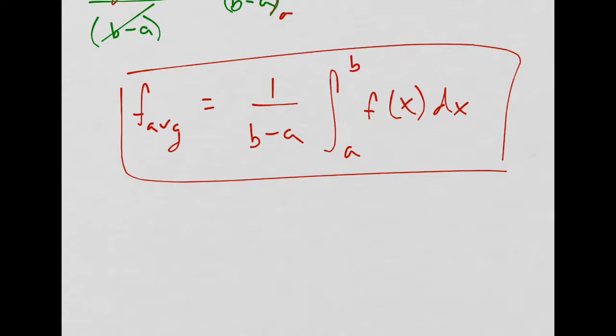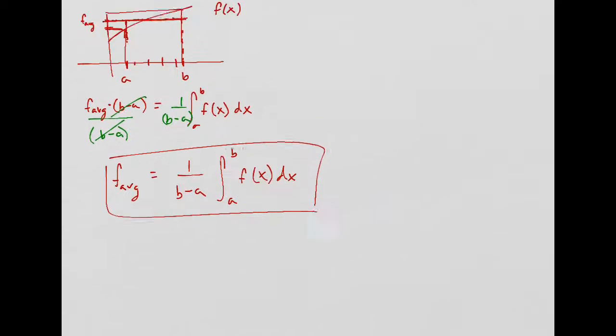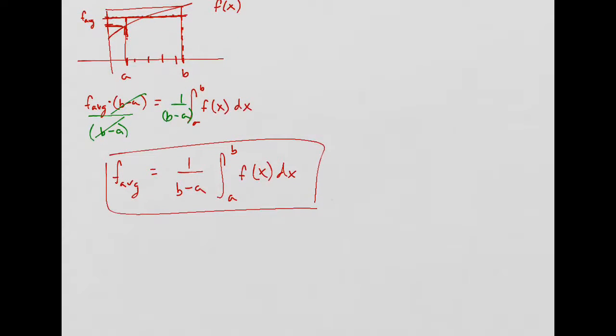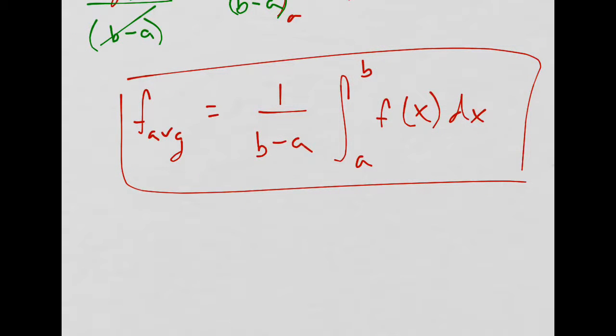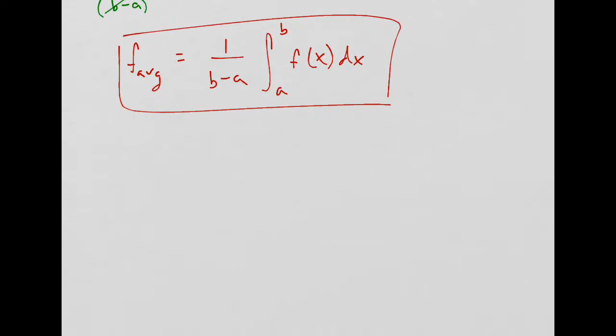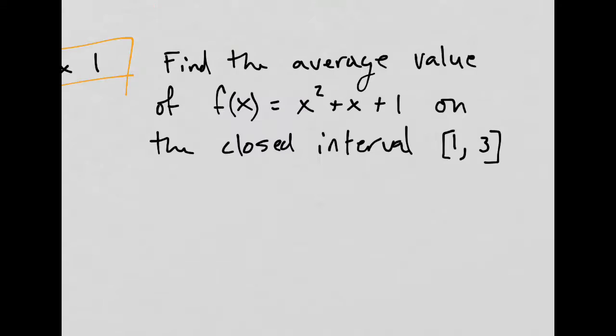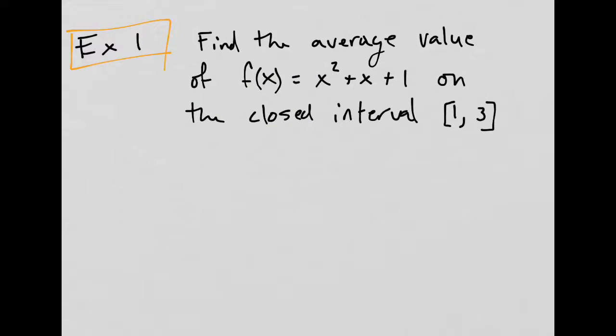It's really straightforward. So I'm going to give an example real quick, and then we'll be done with this. That's the formula that you need to know. The average value of a function is just the area under the function divided by the distance of the interval. That just gives you the average value. So let's have an example. Find the average value of f of x equals x squared plus x plus 1 on the closed interval from 1 to 3.